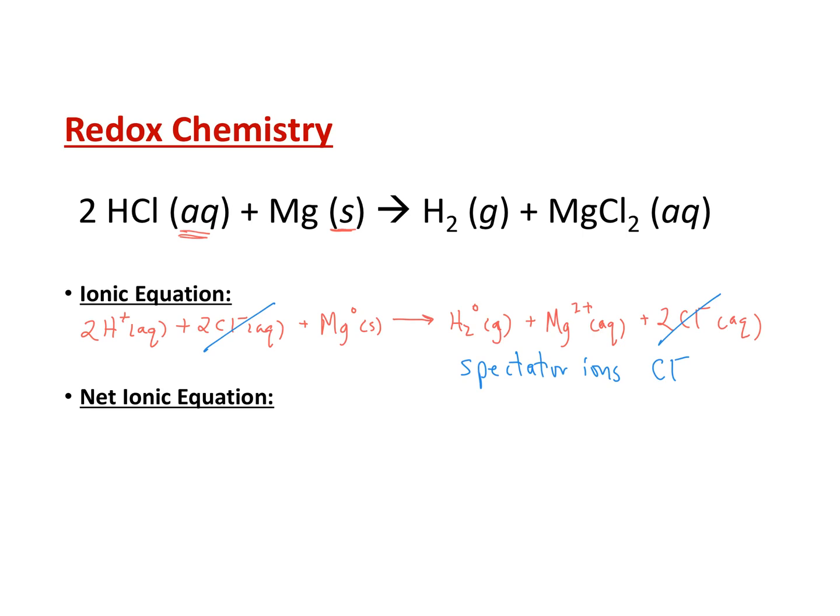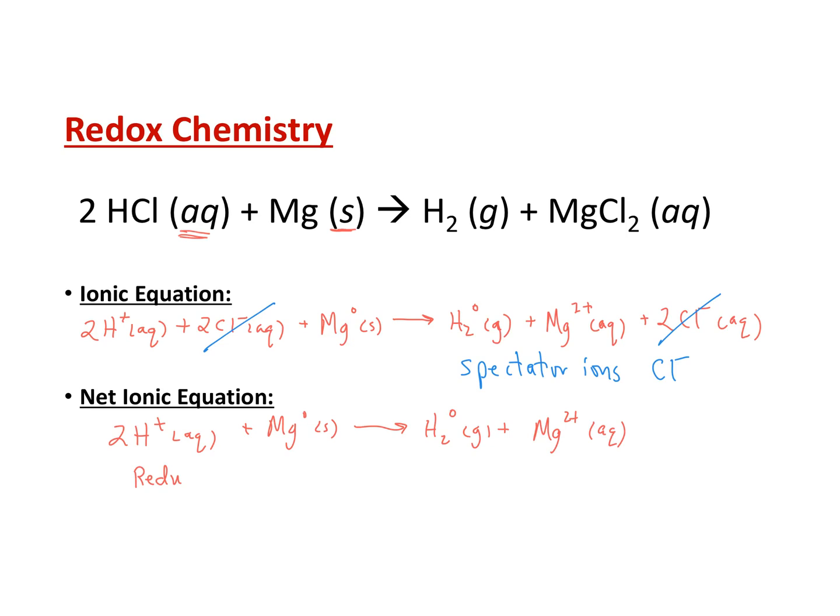Goes through the reaction unchanged. So my net ionic equation is 2H+ aqueous reacts with magnesium 0 to produce hydrogen gas, which has a 0 charge, and magnesium 2+ aqueous. Now we can identify the redox reaction.